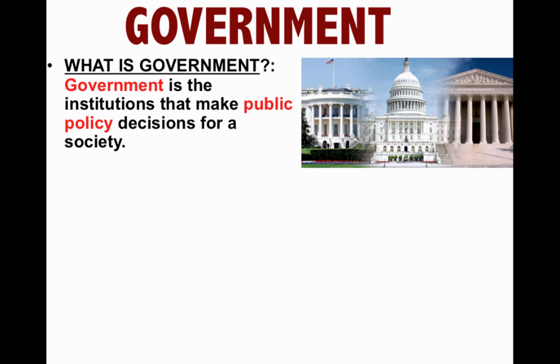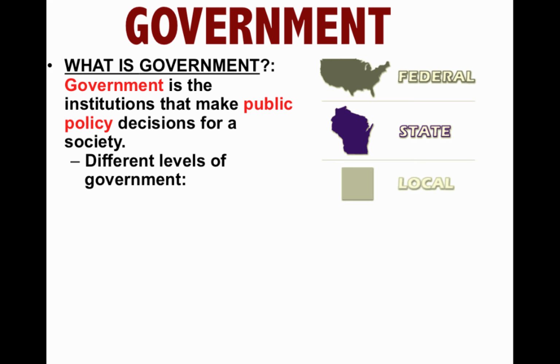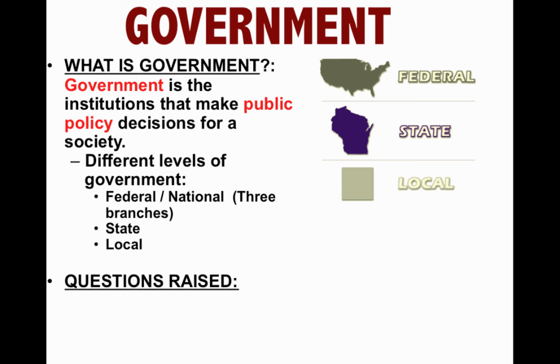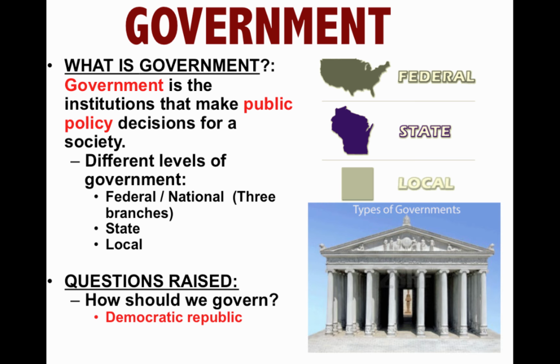Government is the institutions that make public policy decisions for a society. So of course you've got the presidency, the legislative branch, and so on. And it's important to note that there are different levels of government. You have a federal or national government with the three branches, but each state has its own government, as does each city.